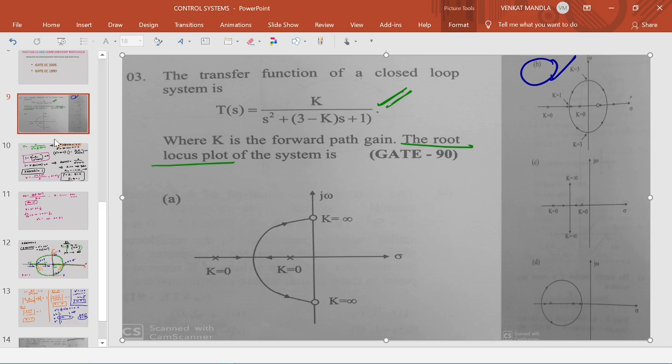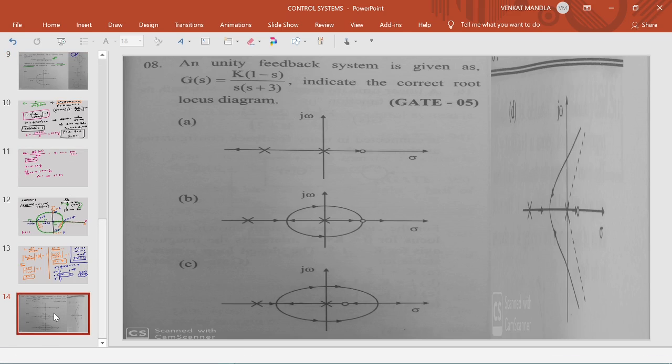Next, I will explain the second question. This one. A unity feedback system is given as G(s) equal to K(1 minus s) by s into (s plus 3). Indicate the correct root locus diagram. So he has mentioned only a feedback system, right? He has not mentioned anything about positive or negative. If nothing is mentioned, it must be a negative feedback system. If it is a positive feedback system, you will specify it in the question. If nothing is mentioned, we have to take it as a negative feedback system.